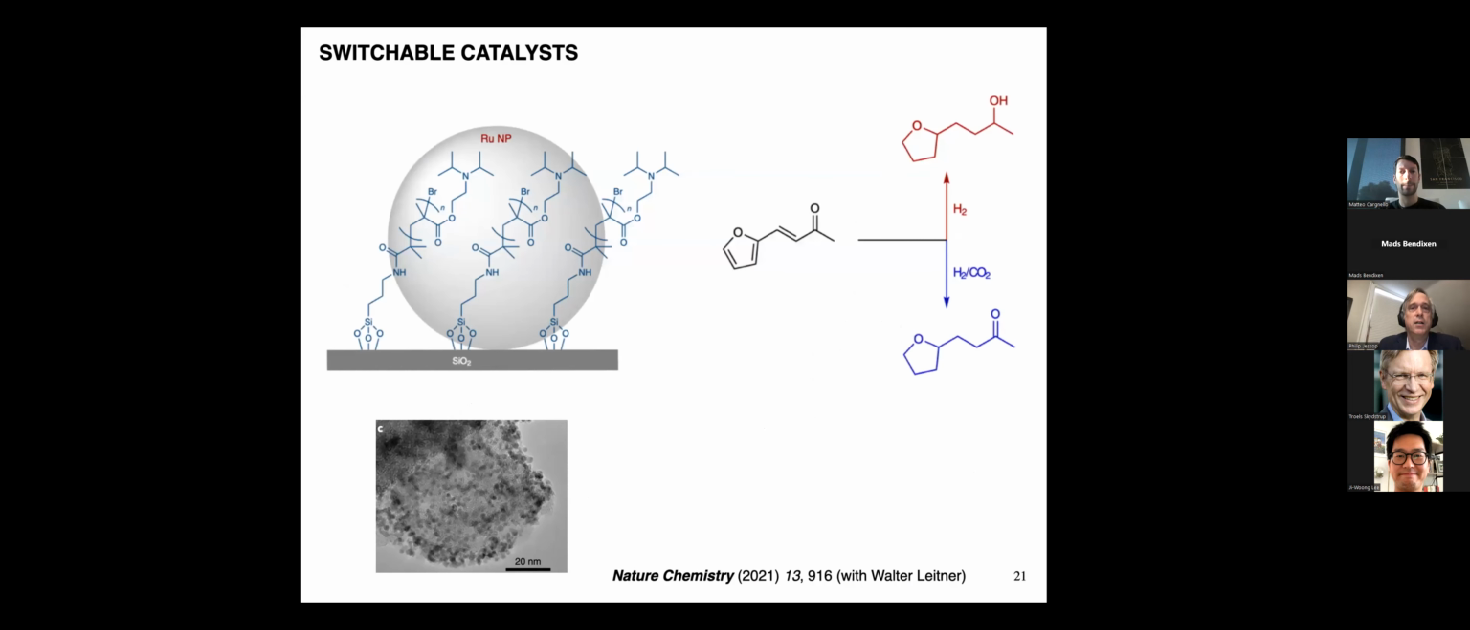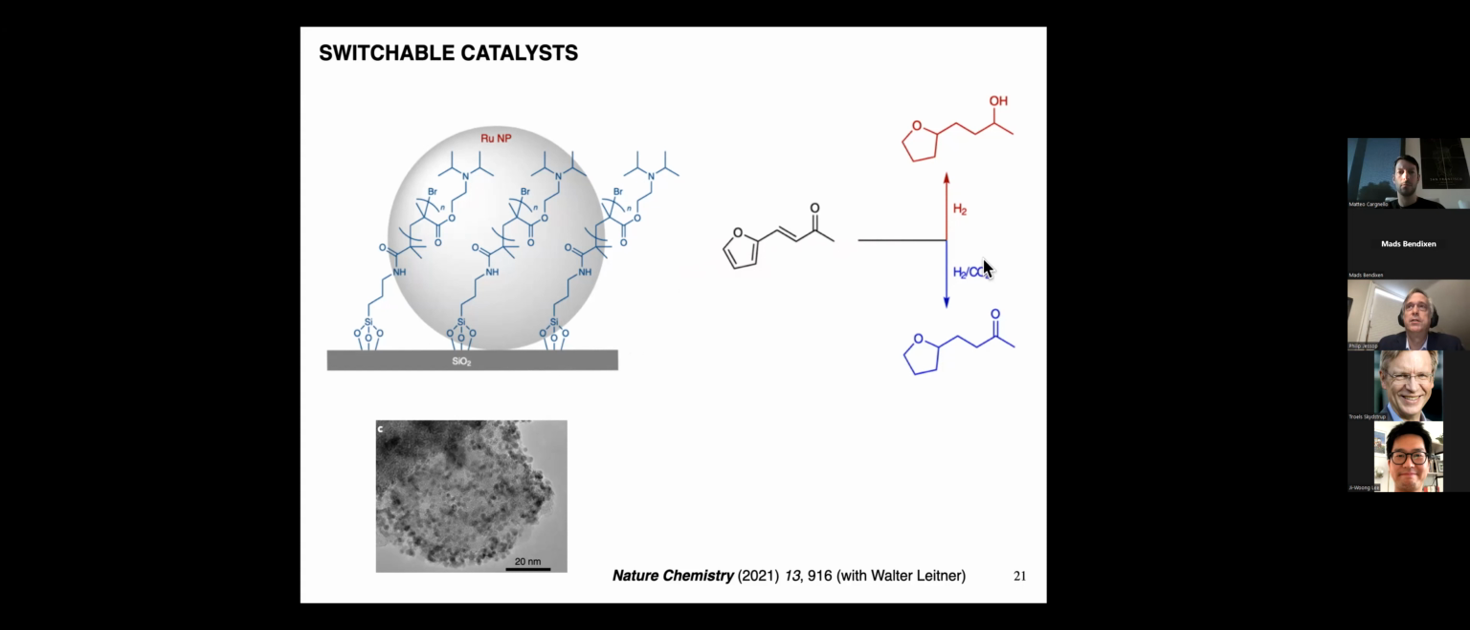Finally, last one slide here, we can make heterogeneous catalysts that change their mind as to what they want to give as a product. This catalyst is rhenium nanoparticles on silica that has the switchable polymer coating on the silica particle. And there's an electron microscope picture for you. If you try to hydrogenate, for example, this particular substrate, which comes from biomass, with CO2 absent, you get the red product. If you have CO2 present, you get the blue product.